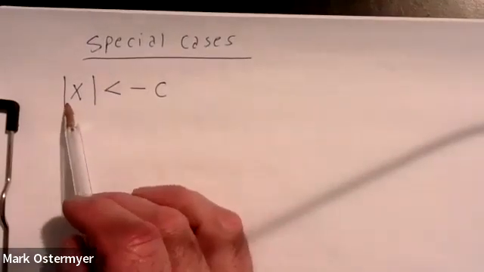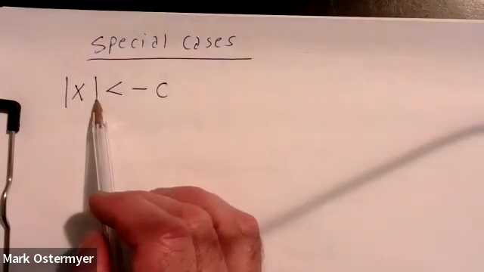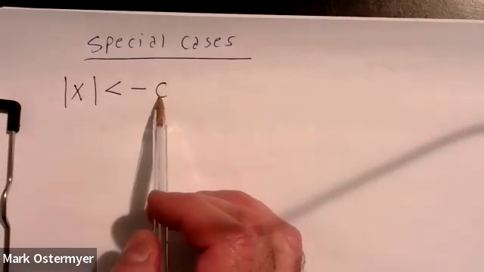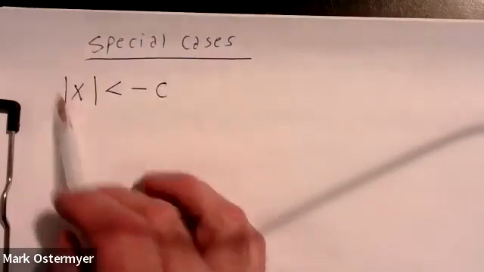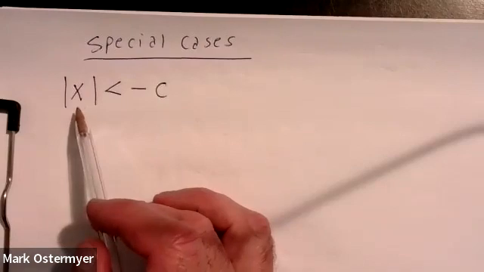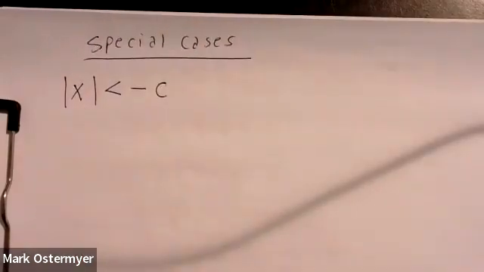Think about it. Can you ever take the positive absolute value of anything and generate anything that's less than a negative number? Well, to be less than a negative number means that this quantity would have to be negative. Can you ever take the positive absolute value and generate a negative? Is that possible?